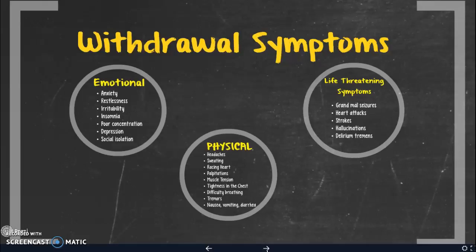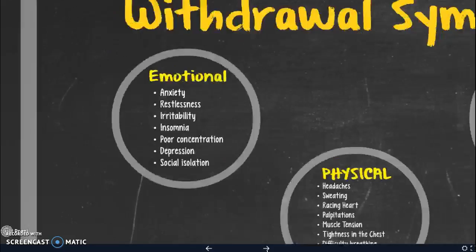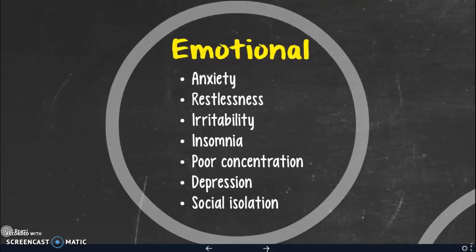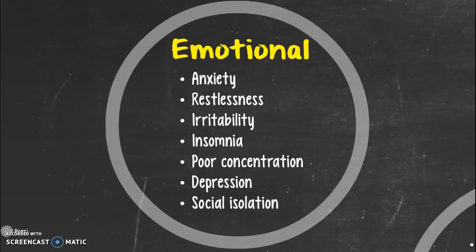So we'll start by looking at what emotional withdrawal can look like. A lot of times we see things like anxiety, restlessness, irritability, insomnia, poor concentration, depression, or social isolation. Like we talked about in the last part of this series, a lot of times people try to self-medicate for depression with marijuana, but actually the result is that the marijuana causes you to become more depressed.